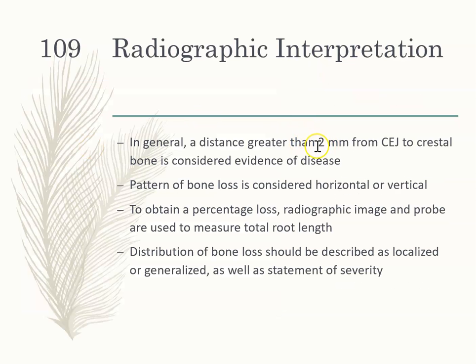As we know, the distance in health, if I'm looking at a tooth, for example, and I'm looking at the bone, the bone should be 2 millimeters from the CEJ. This is your CEJ. This is the alveolar bone crest. It should be 2 millimeters. If you see more than 2 millimeters of bone loss, then we have an issue. Then that's a disease condition. That's periodontitis. Bone loss could be horizontal or it could be vertical.